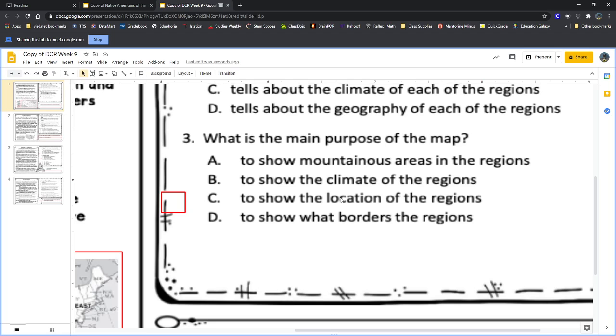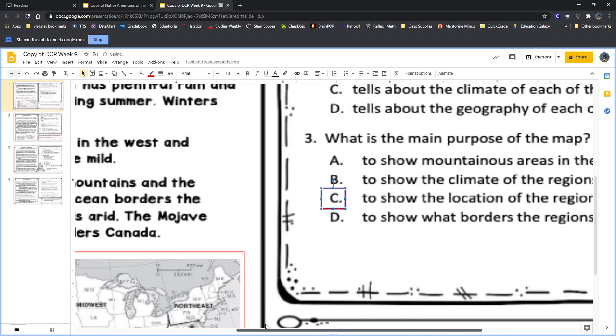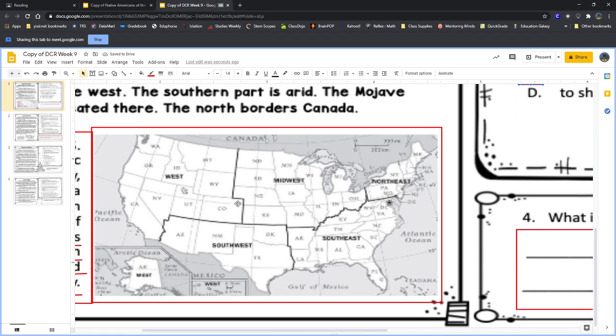Oh, maybe. So we have to show climate, which is like the weather, to show location, which is where they are, or to show what borders the region, which means what's on the outside. C, to show the location of the region. That one I think is a good answer choice, because the map doesn't show me what the weather is like. It doesn't show me if it's raining or if it's sunny or if it's cloudy there, but it does show me where they are. So that way, like us who live in Texas, I can go, hey, look, we're in the Southwest region.